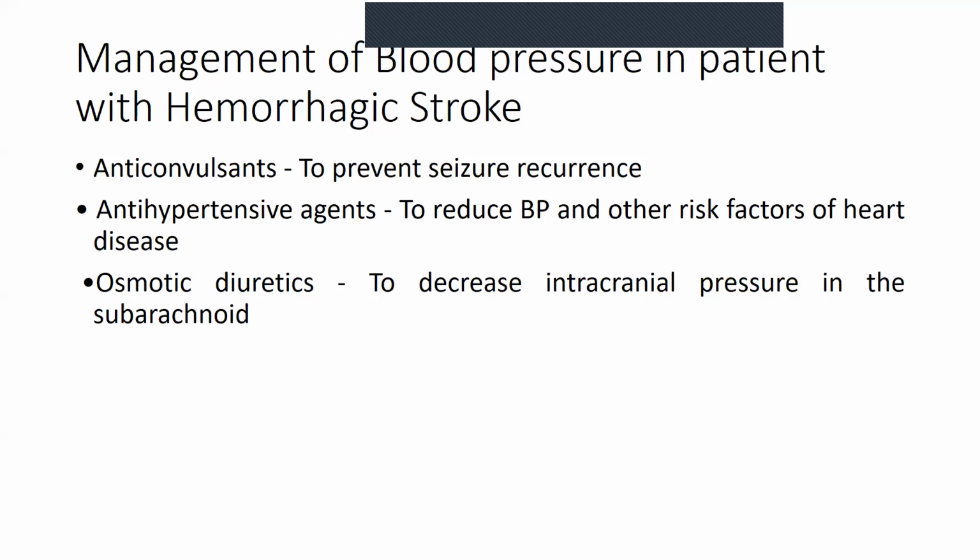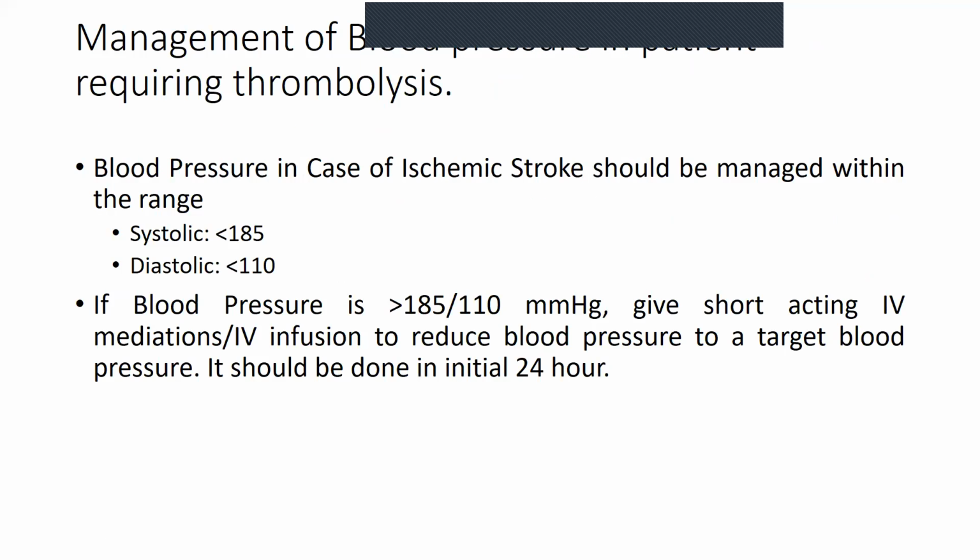Management of blood pressure in patients requiring thrombolysis. For the patient who requires thrombolysis, the systolic pressure should be less than 185 and the diastolic must be less than 110. If the blood pressure is more than 185 by 110, then we can give labetalol, a short-acting IV medication, to reduce blood pressure. To reach the target blood pressure, it should be done in the initial 24 hours.